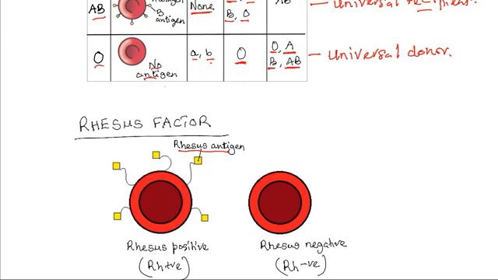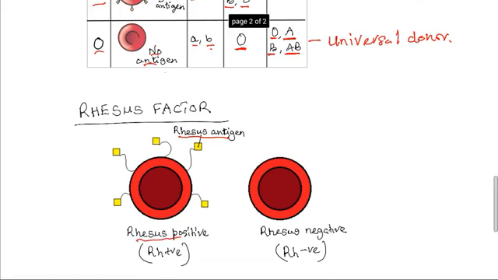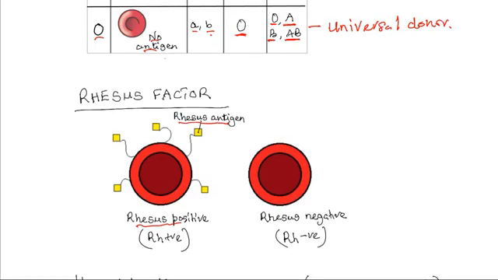Now, on average, about 85% of the population are rhesus positive, and only about 15% are rhesus negative. Normally, the rhesus negative person does not have antibodies against the rhesus antigen. However, when rhesus positive red blood cells are introduced into the circulatory system of a rhesus negative person, then they will develop the anti-rhesus antibody.